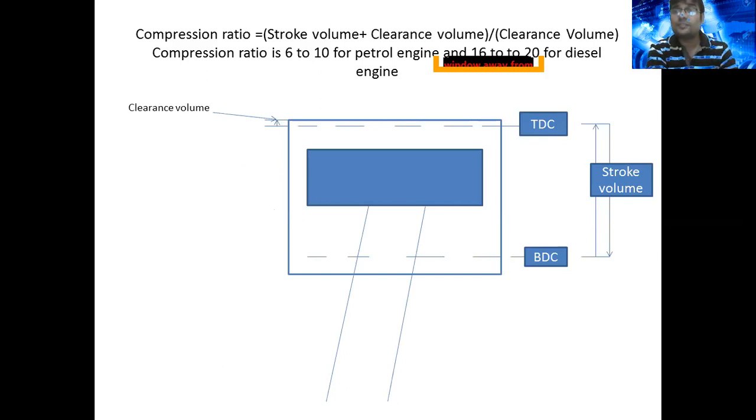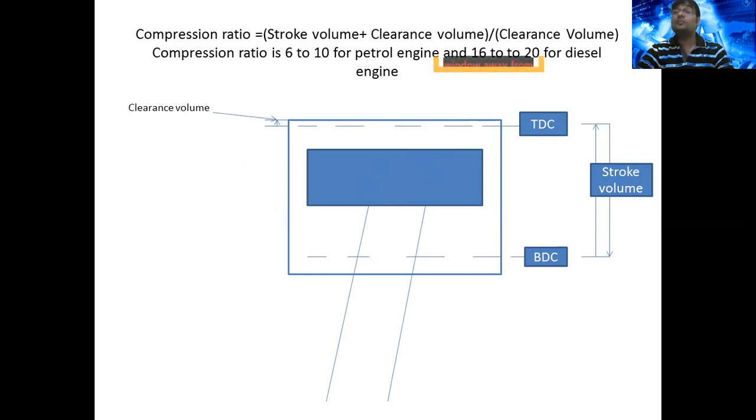Now, I want to explain what we mean by compression ratio. Compression ratio is stroke volume plus clearance volume, divided by clearance volume. See my dear, stroke volume plus clearance volume divided by clearance volume. What is compression ratio? What is stroke volume?